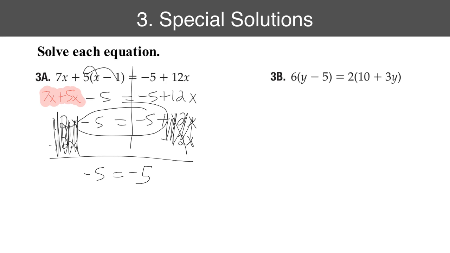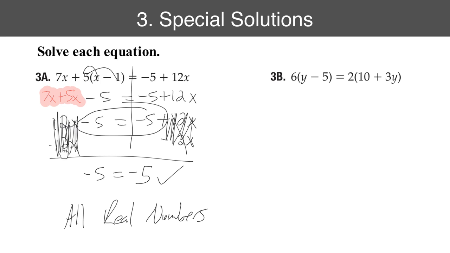So what you do is you take the two numbers that are left over, negative 5 equals negative 5, and ask yourself, is that true? Does negative 5 equal negative 5? Well, yeah, it does. And if that's true, your answer is all real numbers, or all reals as it's called sometimes. So you'll see this is our special case.